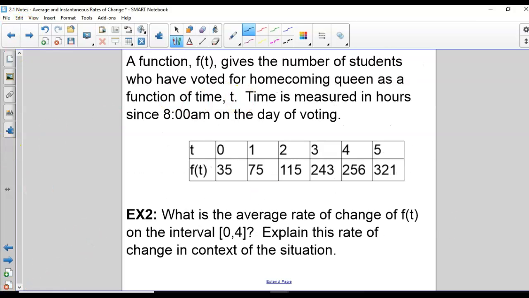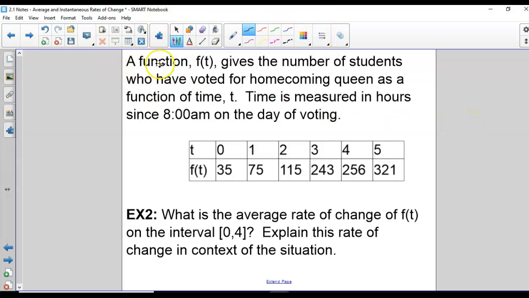So here's another example that we've got. The AP exam loves to do this. They love to give you a situation, and then they will use a lot of f of t notation to ask you about it. Because if I just gave you, what is the average rate of change of f of t on the interval 0 to 4, explain this rate here, they could have just given us the equation or a chart, but it's important to know what everything stands for here.